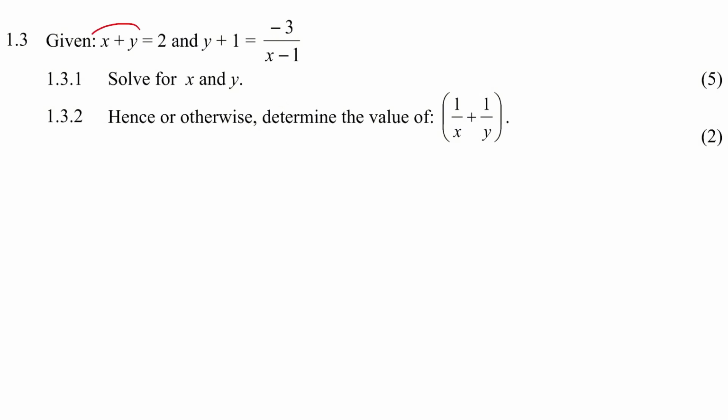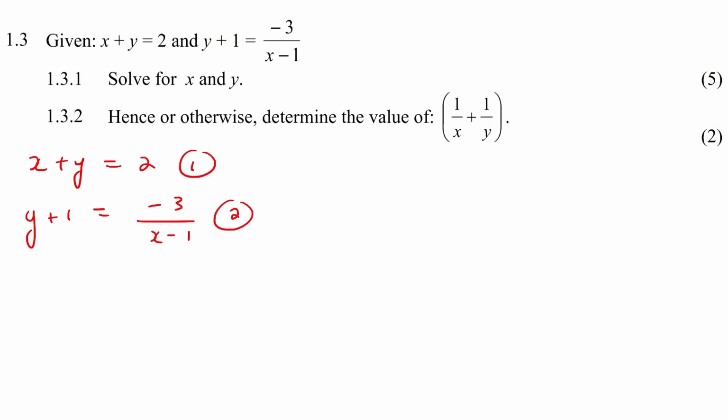Given that x plus y is 2 and y plus 1 is that, solve for x and y. So we've got two equations. I'm going to call that equation 1 and this one equation 2. I want you to take the most simple looking equation, that's this one over here, and get x or y by itself. You can decide. I'm going to get y by itself.